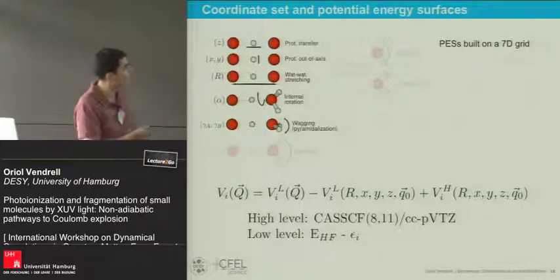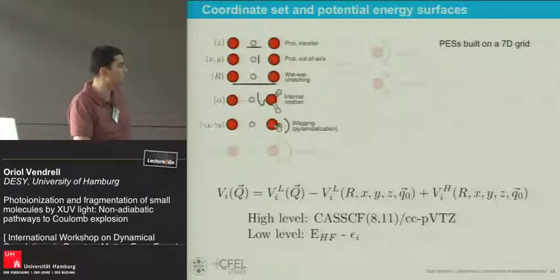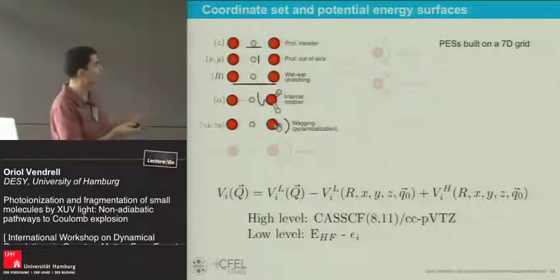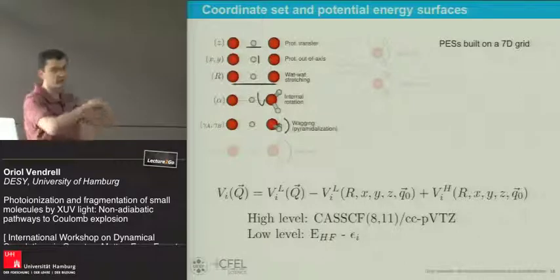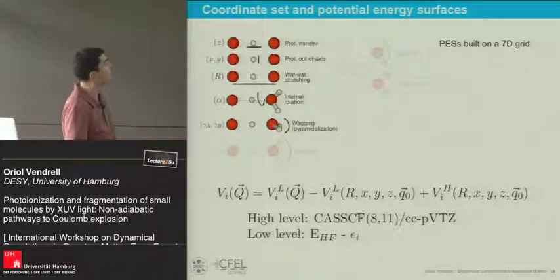Then the potential energy surface that we are using, we have computed at the CASSCF level. So this is a good correlated method for excited states. And we have done this in a subspace. It's a scheme in which we have a low quality method for the whole space, and then a high quality method for a subspace. And in this way, we can get the whole potential in a 7-dimensional grid.